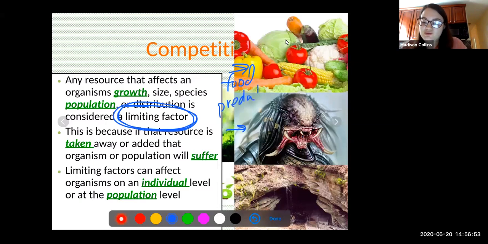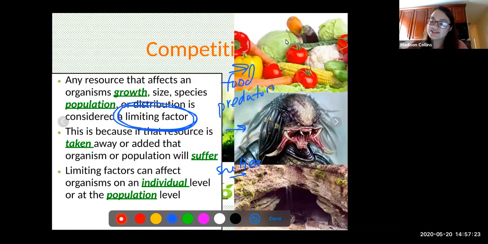Okay, so food, predators, as well as shelter. If there's not enough shelter for organisms to all live peacefully, that's going to be a limiting factor, because there's not going to be enough places for them to take cover and they're going to be left exposed to things like these predators who are going to eat them and take them away. So all of these are examples of limiting factors: food, predators, and shelter.